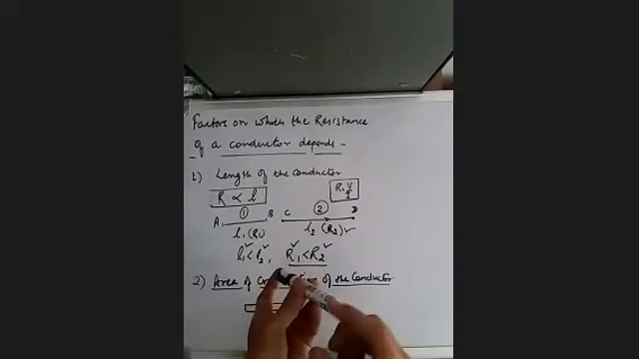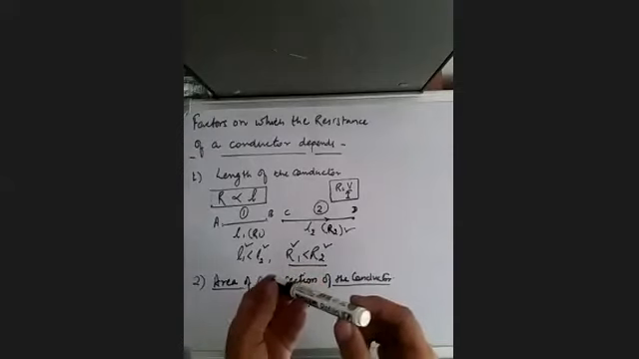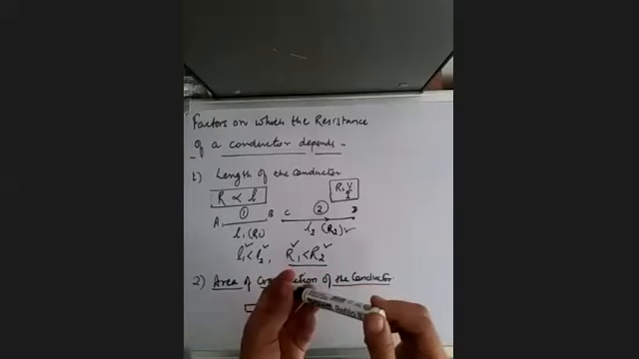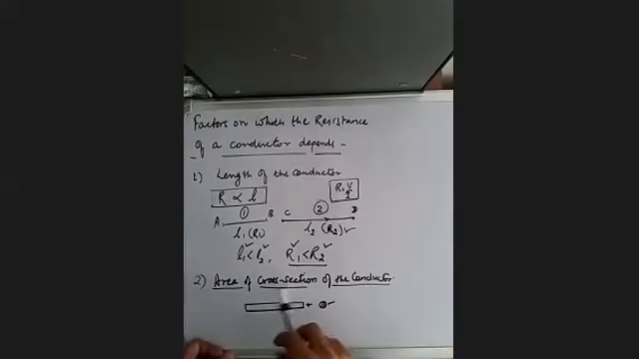So similarly, area of cross section, and broadly we can say thickness. Okay, how the thickness of the conductor influences the resistance of the conductor. So area of cross section or thickness of the conductor. And experimentally it is found that resistance is inversely proportional to area of cross section.